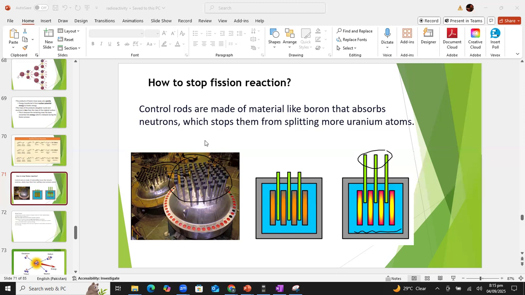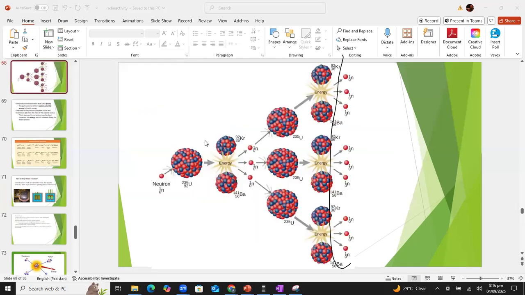But if we want to stop the reaction, if we want to slow down the reaction, what we will do, students, is lower these rods into the reactor. These rods are made up of carbon. They will absorb the neutrons which are released in the fission reactions. And these neutron absorbing rods will stop the reaction, or we can say slow down the reaction, because the neutron is the particle which is triggering the reaction. If we stop these neutrons which are released in the reaction, it will not continue the reaction. So we can stop the fission reaction here.